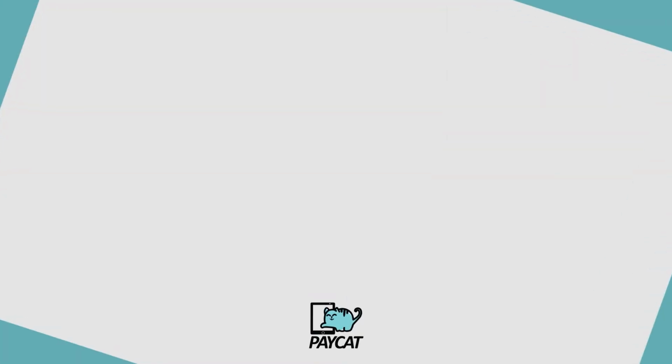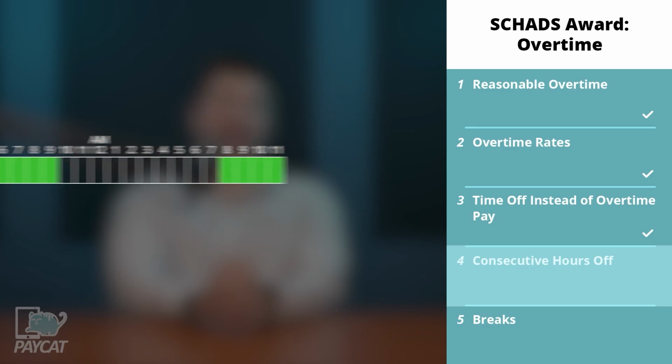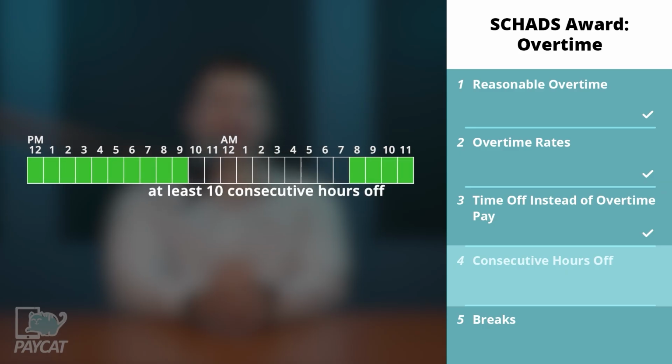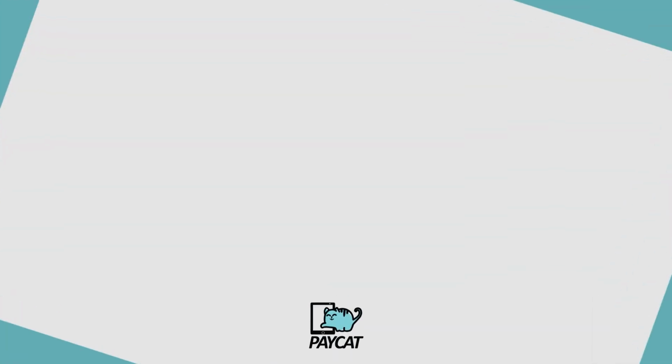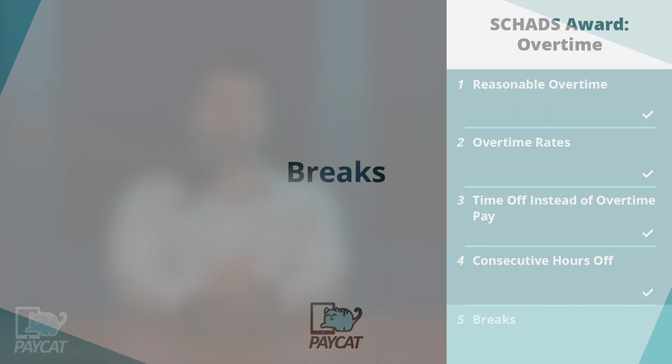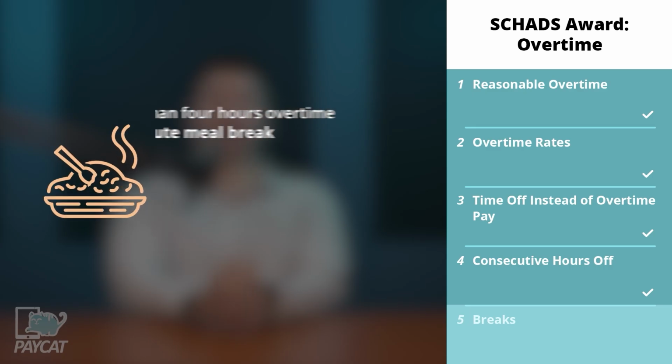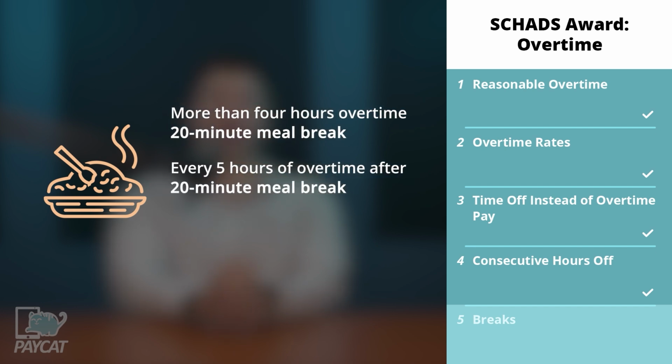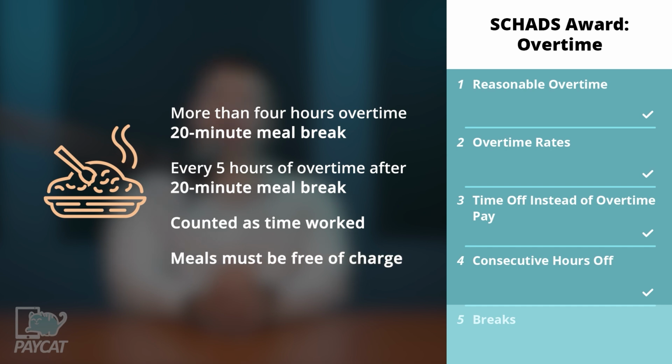Another condition of overtime work is that the employee should get at least 10 consecutive hours off from the time they've finished their overtime until the next shift starts. So start times might need to be adjusted. You'll also need to give them breaks while working overtime. If your employee works more than 4 hours overtime, they must have a 20-minute meal break and another 20-minute break for each upcoming 5 hours overtime. All of these breaks must be counted as time worked, and the meals must be free of charge.